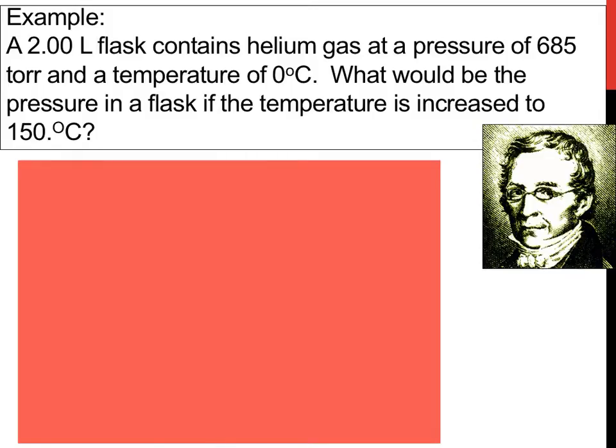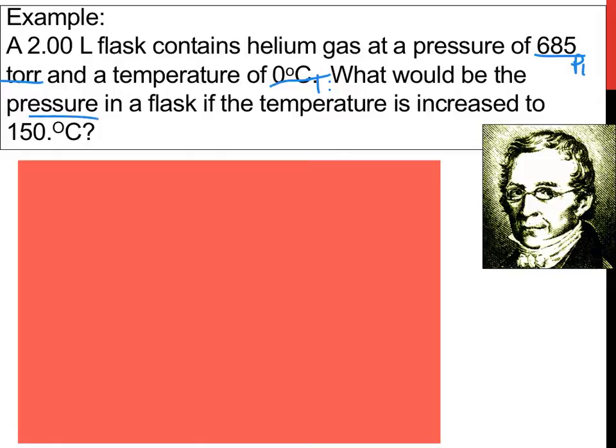A 2-liter flask contains helium gas at a pressure of 685 torr and a temperature of 0 degrees Celsius. What would be the pressure in the flask if the temperature was increased to 150 degrees Celsius? So what we've done is increased the temperature in the flask, and we are keeping the volume constant. Okay, so I'm going to pick apart my problem. We have a pressure of 685 torr, temperature of 0 degrees Celsius. So that would be P1 and T1. Those are our initial conditions.